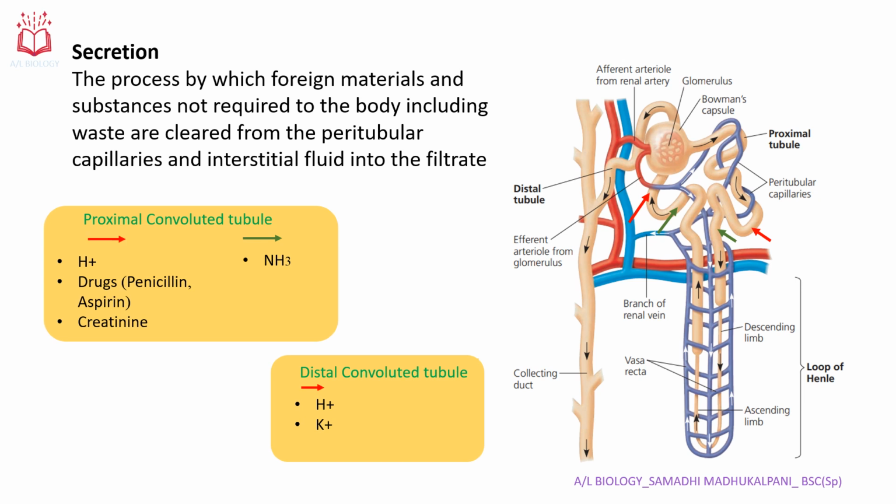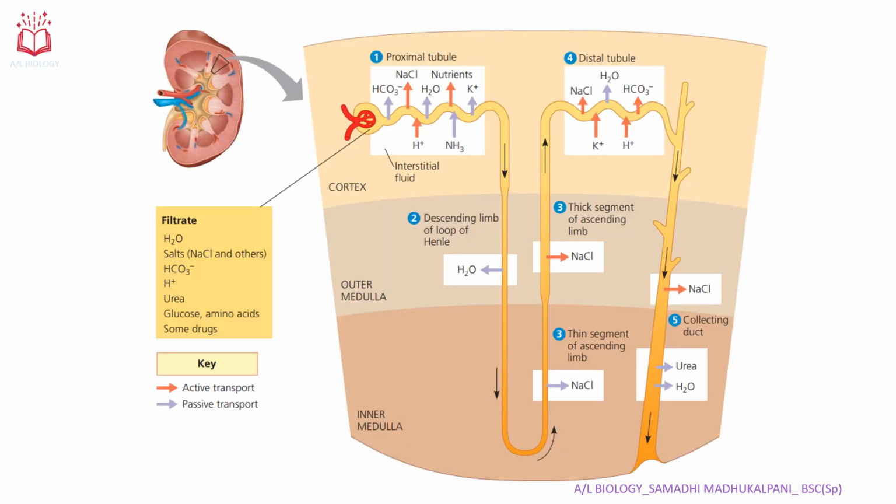Because of the water reabsorption taking place at the convoluted tubules and the secretion process, the filtrate in the convoluted tubules becomes more concentrated. This diagram gives you the summary of urine formation.